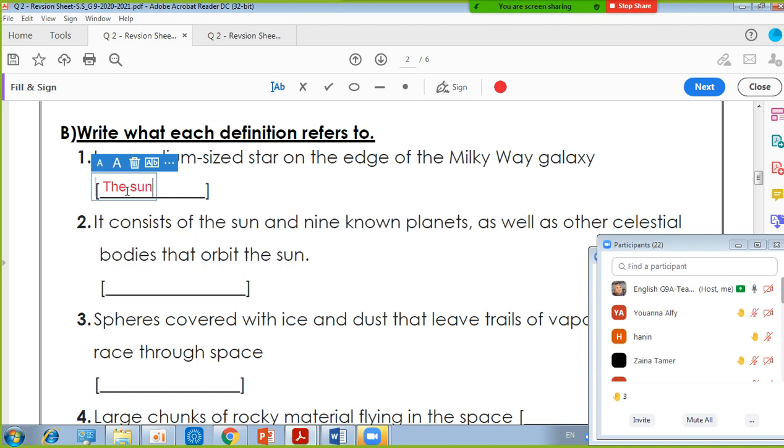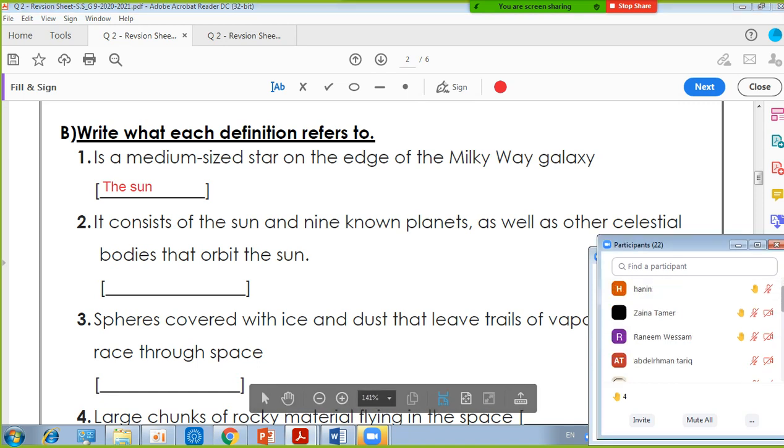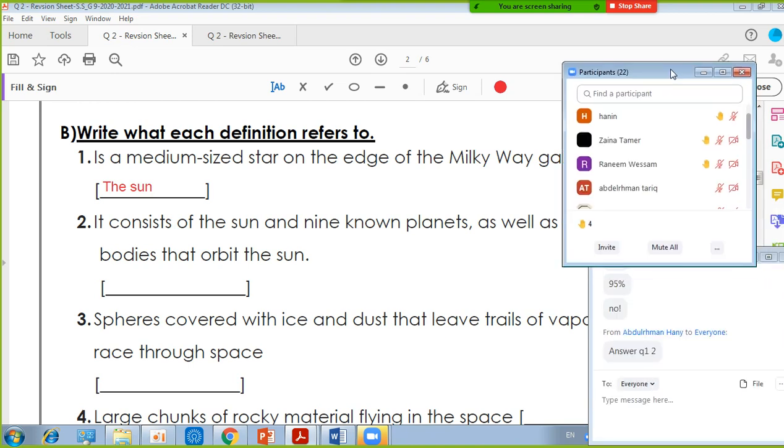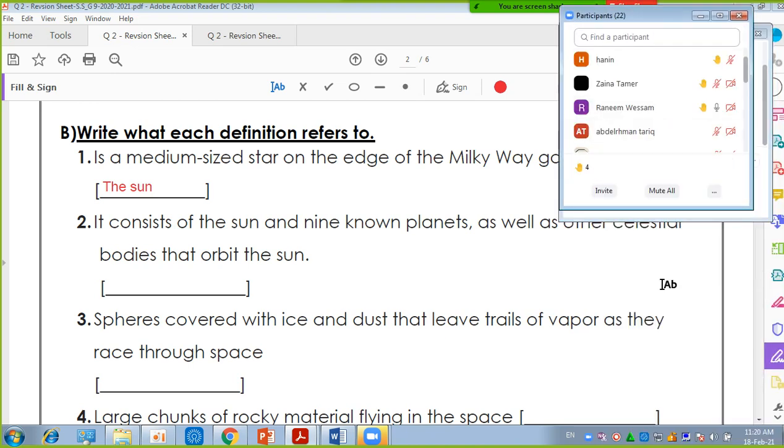Yes, the sun. Exercise number 2. Haneen, prepare yourself to answer. If you have the sheet, prepare yourself to answer number 4. Let's pick up Ranim Wissam. It consists of the sun and 9 known planets, as well as the celestial bodies that orbit the sun. Solar system. Yes, excellent. Solar system.